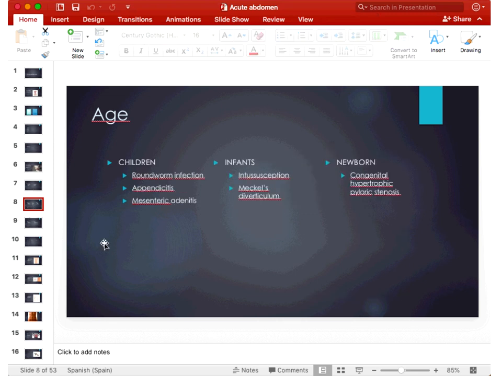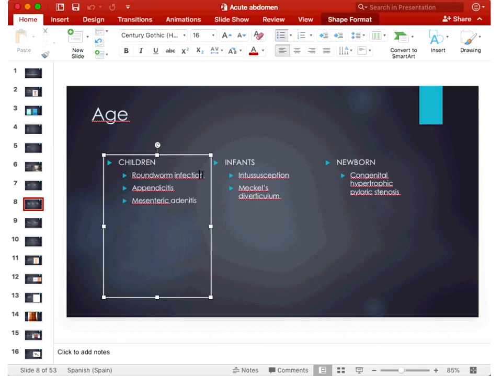Now, in children, we think about other kinds of pathologies. We don't think about diverticulitis or cancer right away. We think about infections of parasites, mainly. That's why it is so important that on every health campaign, we give them anti-parasites. We also may find appendicitis or another pathology which is very common in children.